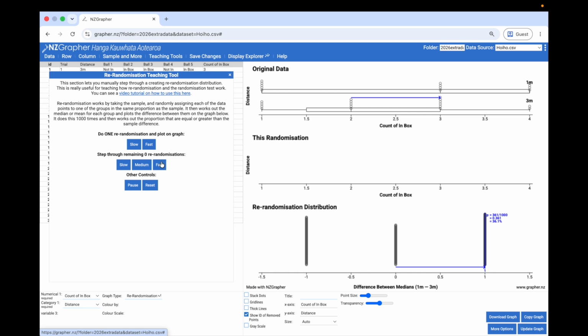So again, I'm going to give you just a minute or two to have a play, and then we will have a look at the last teaching tool that's in there.